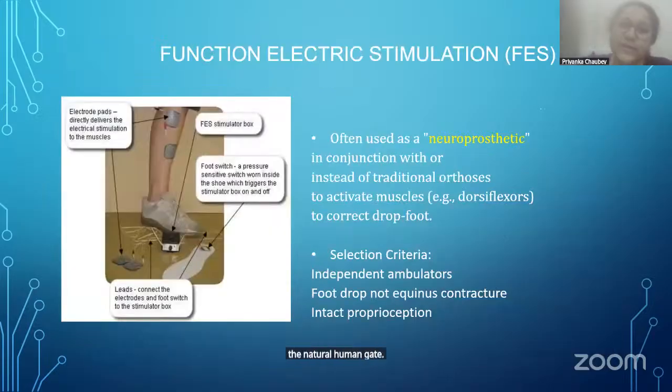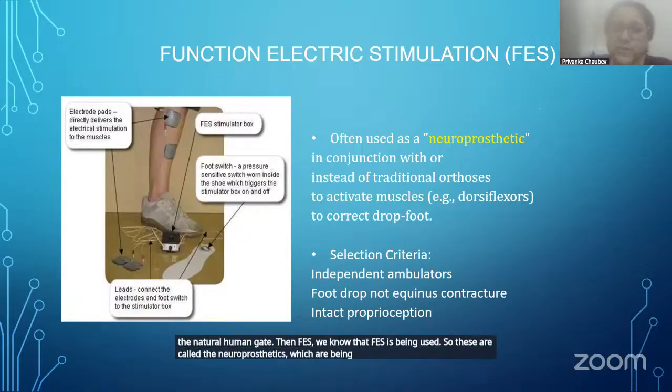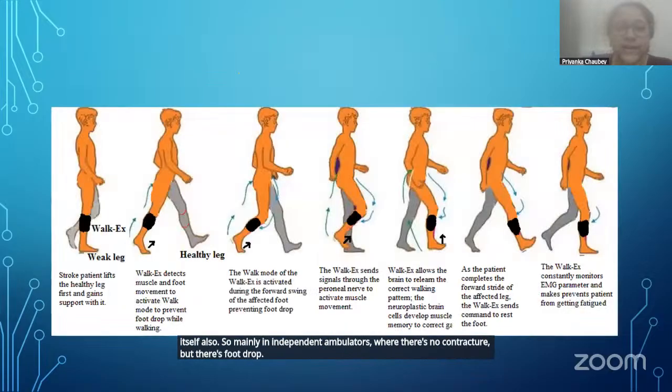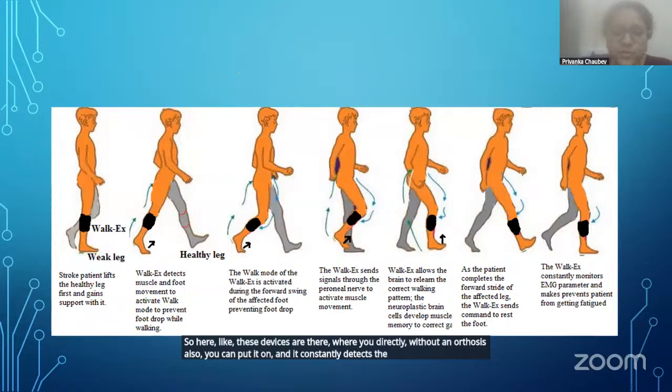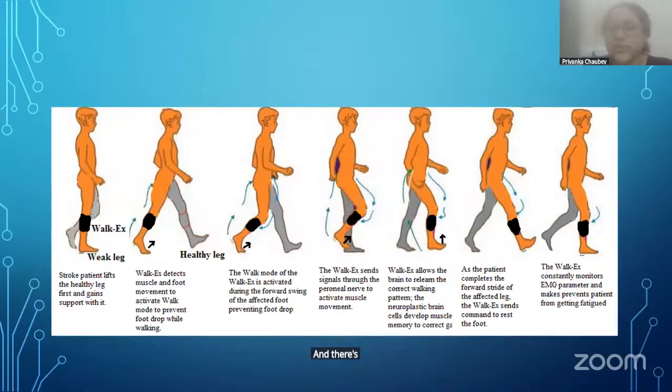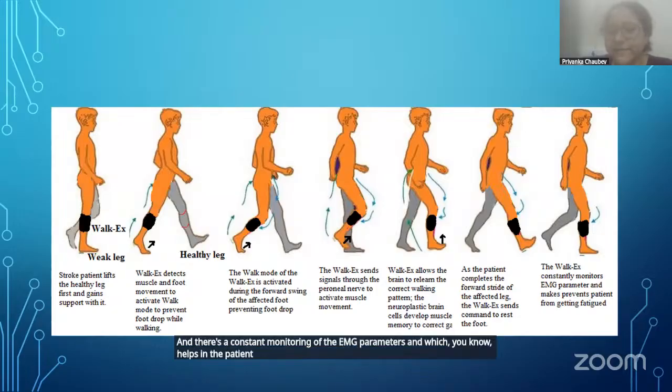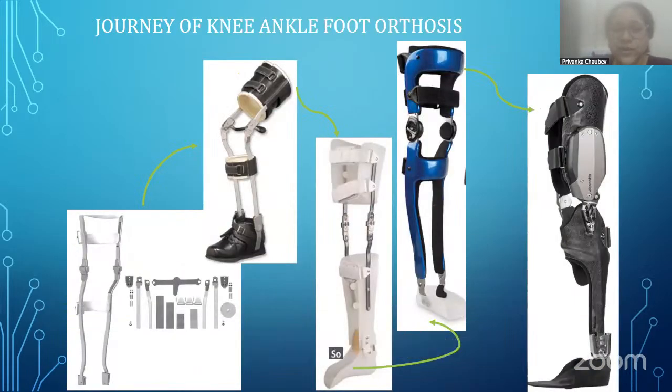Then FES, we know that FES is being used. So these are called neuroprosthetics, which can be used along with the traditional orthosis, or by itself also. So mainly in independent ambulators where there's no contracture, but there's foot drop. Here these devices are there where, even without an orthosis, you can put it on, and it constantly detects the muscle movement to activate the walk mode and prevents the foot drop. And there's constant monitoring of the EMG parameters, which helps prevent the patient from getting fatigued.